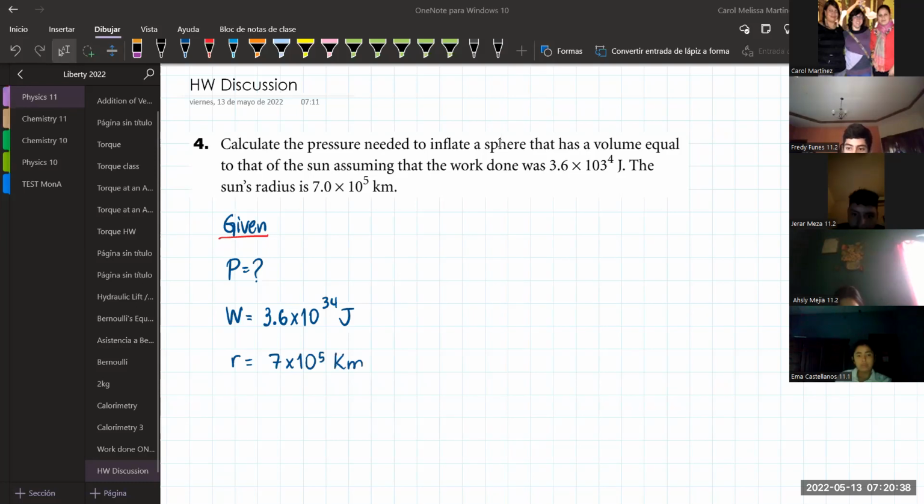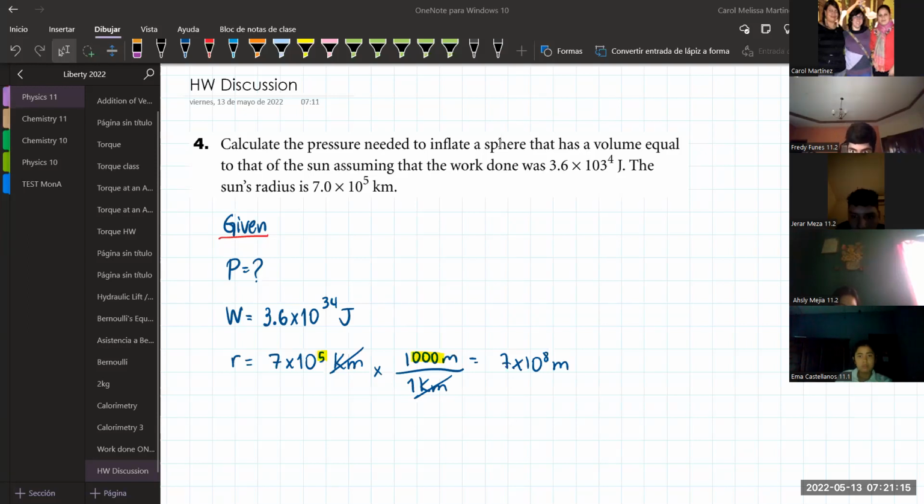So first thing I have to do is I need to convert those kilometers to meters, okay? So I can do it directly from my givens. In 1 kilometer, 1,000 meters. So in total, 5 plus 3 zeros is gonna give me 7 times 10 to the 8th power meters. So I have now the radius of the sphere, okay?